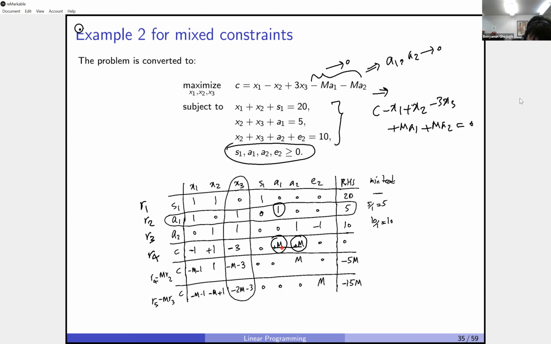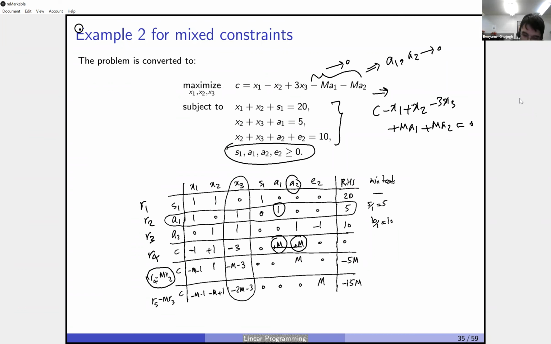How do I make it 0? I can say R4 minus M R2. So this M minus M times 1 becomes 0. So now I do this for all of these. So here I say minus 1 minus M times 1 becomes minus M minus 1. Sorry, here, 1 minus M times 0 becomes 1. Minus 3 minus M times 1 becomes this. And so on and so forth, right? And again, we still have here.